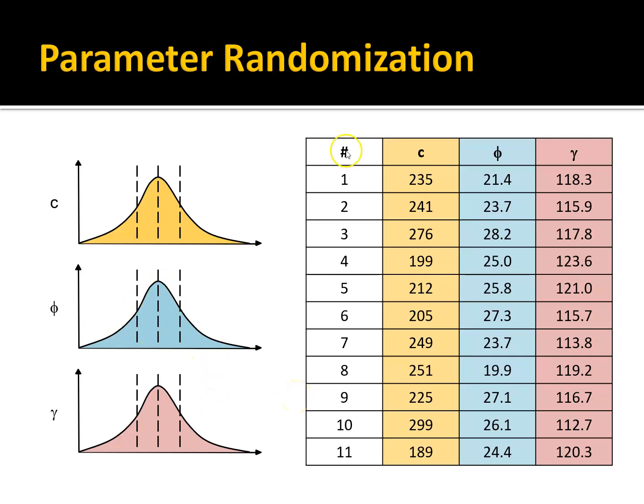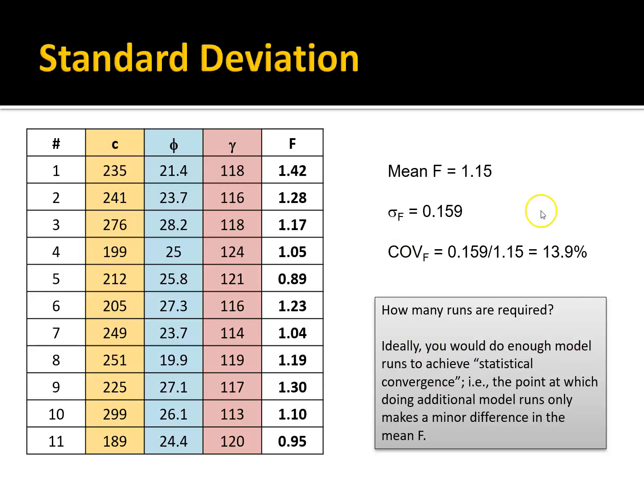But what that allows us to do is, let's say we generate a random C, a random phi, and a random gamma. That gives us one set of parameters to use in a model or a slope stability analysis. And then we do that again and again. We come up with this big table of C, phi, and gamma values, and you just run the analysis for each of those. And then when you're done, you have a set of factors of safety, as shown here.